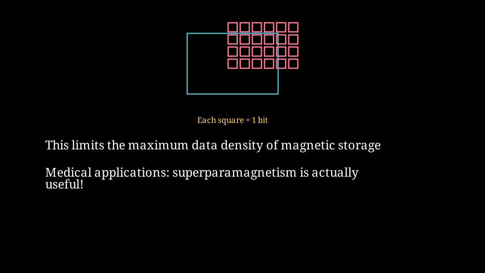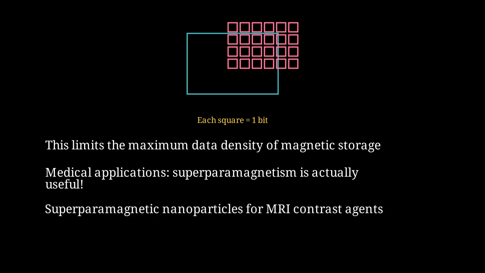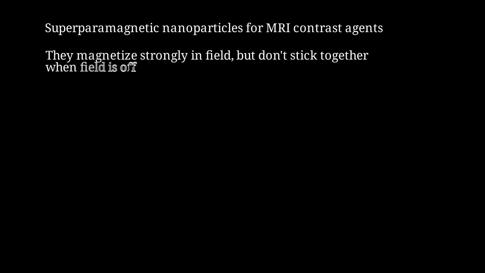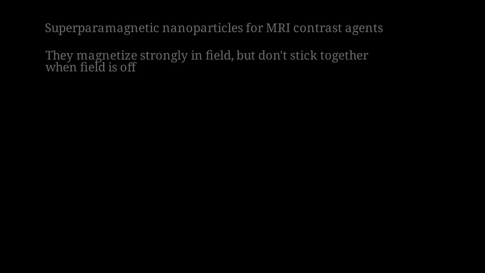Interestingly, superparamagnetism is actually advantageous for some medical applications. Superparamagnetic iron oxide nanoparticles are used as contrast agents in magnetic resonance imaging. They magnetize strongly in the presence of an MRI magnetic field, enhancing image contrast, but don't permanently stick together when the field is removed because they have no remnant magnetization.